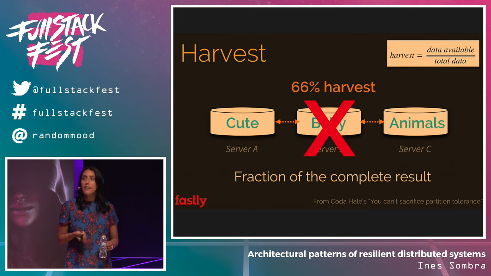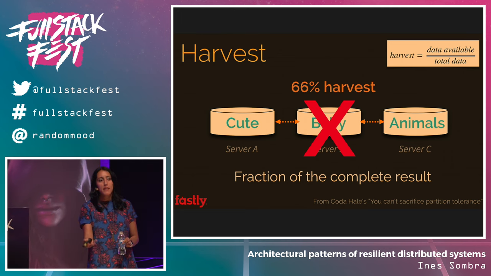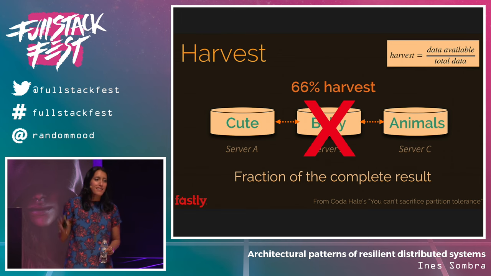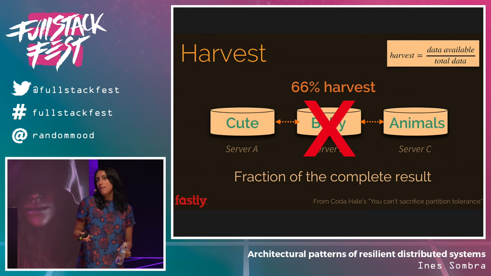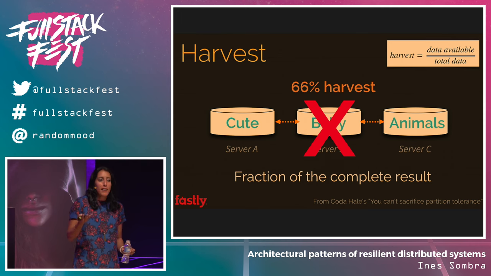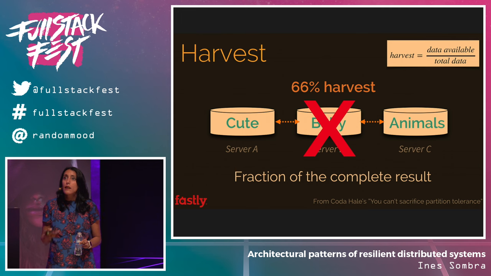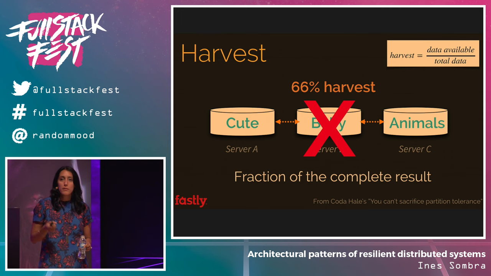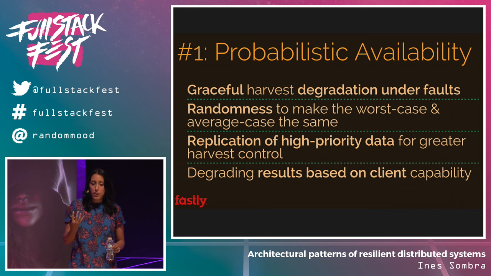But say, for example, the server that has the babies is down. I would still get something pretty good, right? I would get cute animals, and maybe some animals that happen to be babies, but I can still make progress, and my system can still be responsive, even though I don't have the entirety of my data set. So in this particular case, it makes sense. We have 66% of harvest, but I still respond, and I still make progress. So we understand yield, we understand harvest now. And what this paper gave us is two particular models to start thinking about availability.